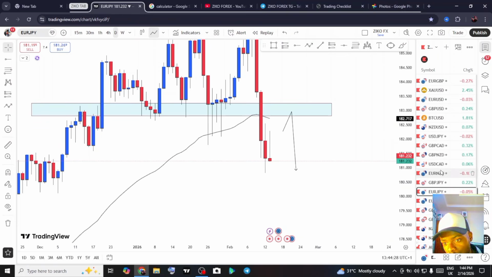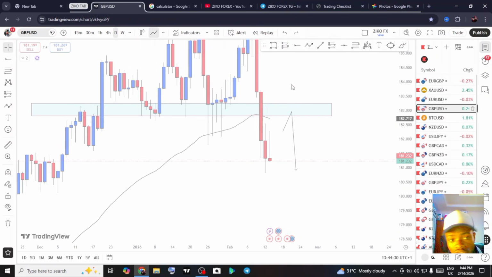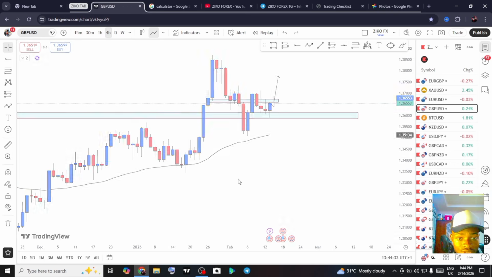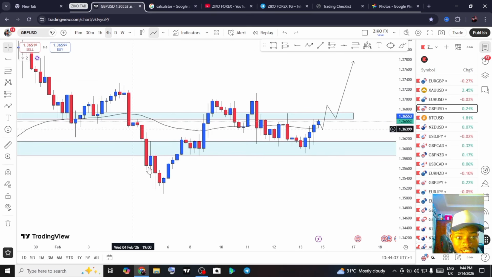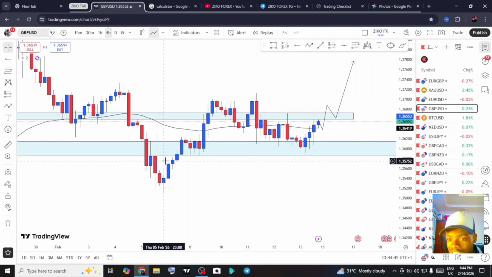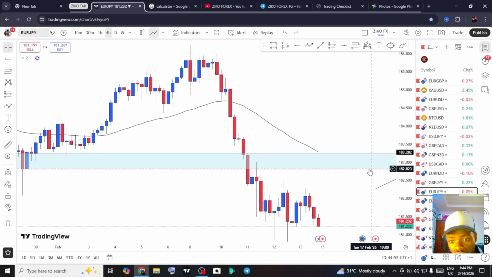If you go to GBP USD, if you check the 4 hour time frame, in my opinion, the 4 hour time frame was still clearly bearish at the time. Right, we are just looking for a break and retest somewhere here to buy. The 4 hour time frame was still looking bearish to me. I still needed a cleaner price action to trade. Right, so that is the same thing I'm seeing here on Euro JPY.